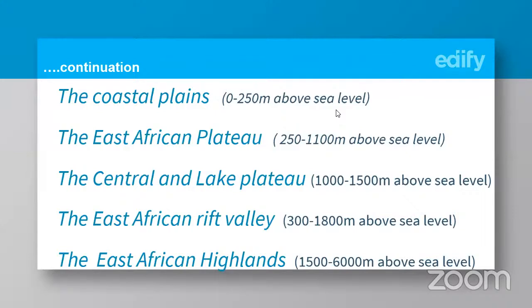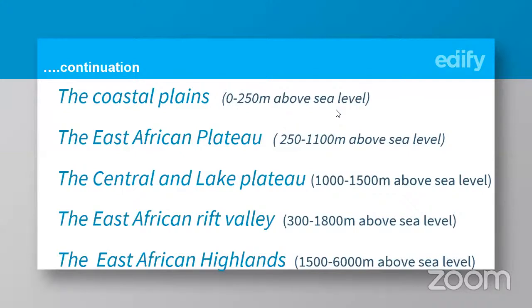So how different is the Central and Lake Plateau from the East African Plateau? Who is thinking? Cortez, could you differentiate between the East African Plateau and the Central and Lake Plateau? Can you tell the difference?